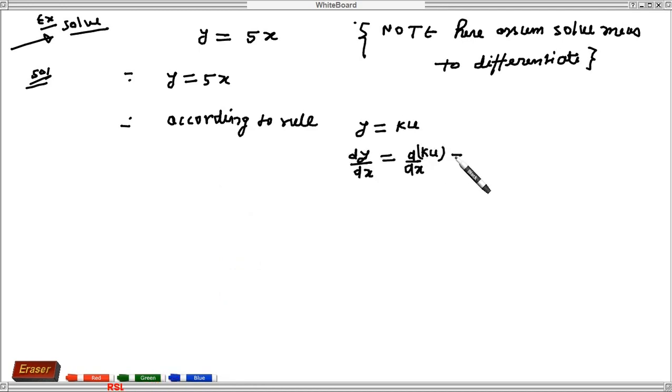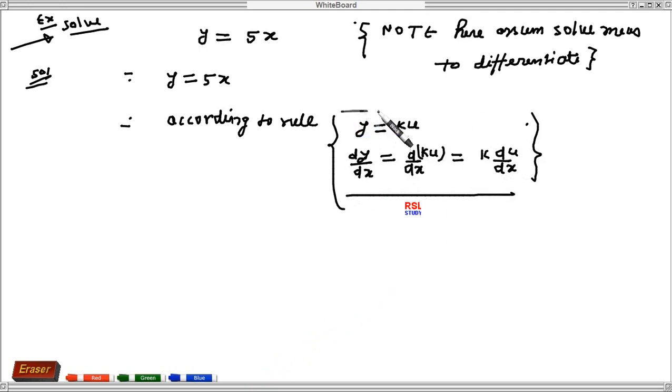So according to the rule of k u, when we differentiate, the constant term will come out like this. This k will be out. So d/dx of u. Thus, on the basis of this rule, we will find the differentiation of 5x.